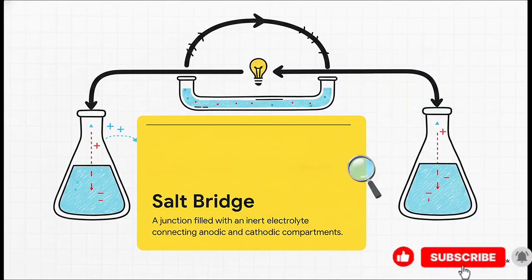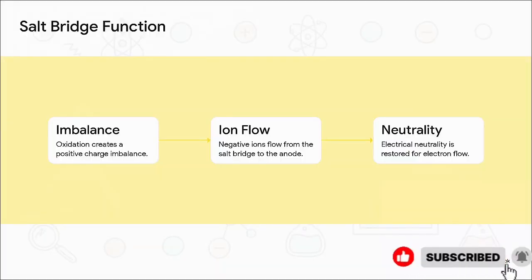This salt bridge physically connects the two separate half cells. But here is the absolutely critical distinction. The purpose of a salt bridge is not to move electrons. The wire handles the electrons. The salt bridge is there strictly to maintain electrical neutrality within those solutions. Let's actually walk through exactly how this mechanical flow works, step by step.